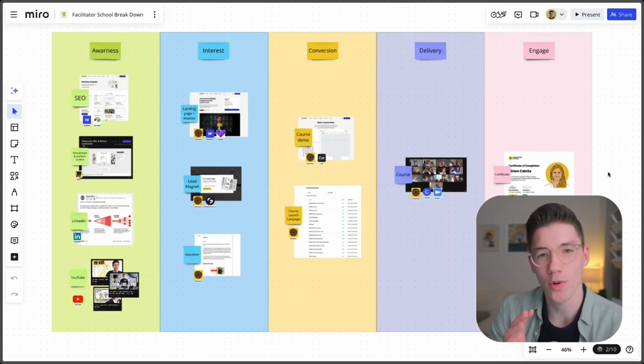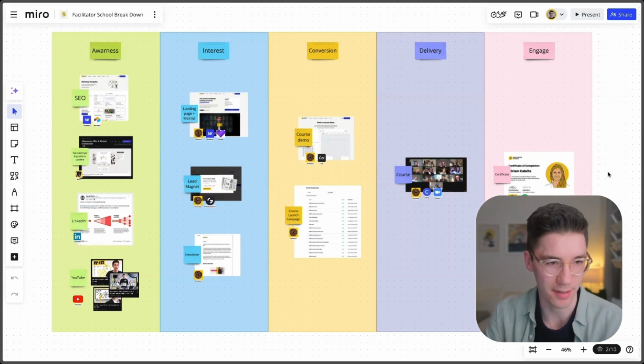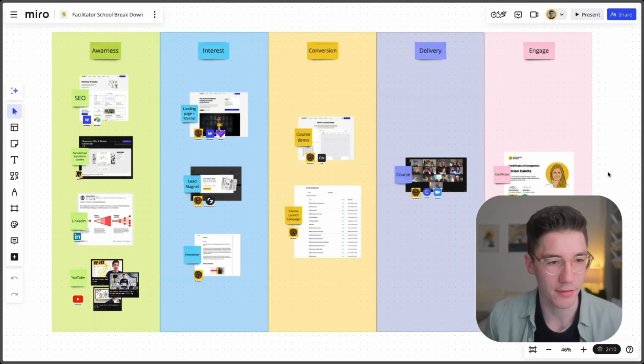If I were to bring it down onto one piece of paper, or in this case, a canvas, I think it would look a little bit like this. These are the typical marketing funnel phases going from awareness all the way to engagement. Let's start at the very beginning here.